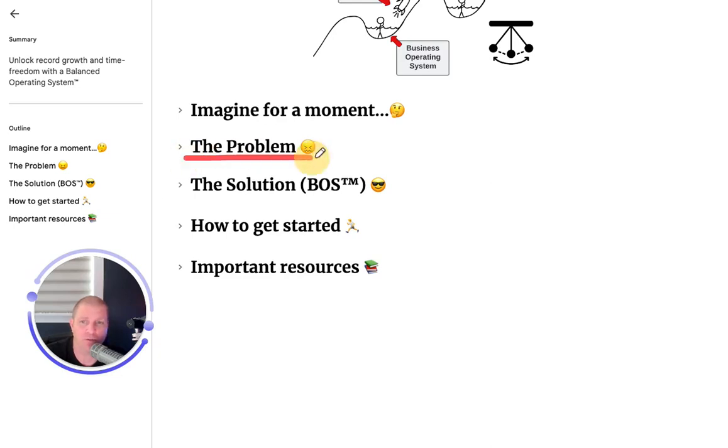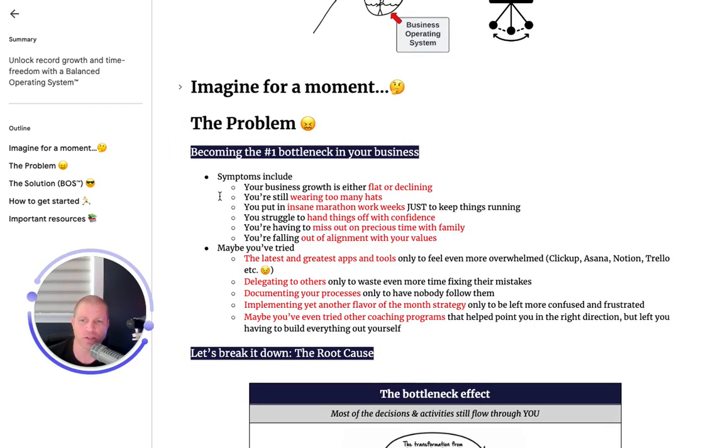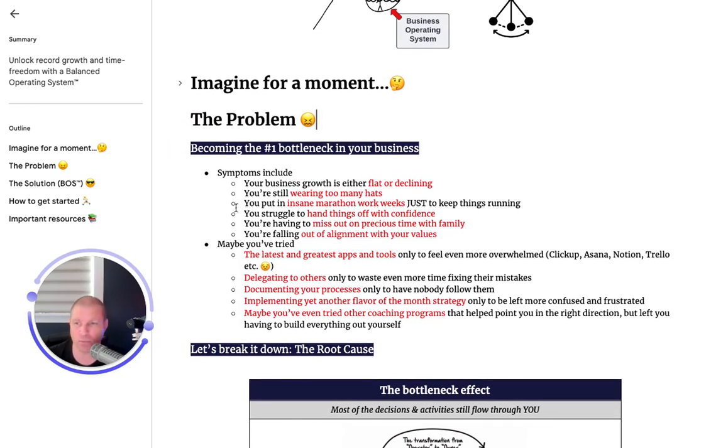So let's unpack the root cause of this problem: business overwhelm and chaos when it comes to growing and taking your business to the next level. Number one, we talked about becoming that number one bottleneck in your business, and symptoms of this include your business growth is either flat or declining. You're still wearing too many hats, a lot of those hats might be those $10 pesky tasks, things that drive you nuts. You're putting in insane work weeks just to keep things running. You're struggling with handing things off with confidence. You're having to miss out on precious time with family, which as a result pulls you out of alignment with your values.